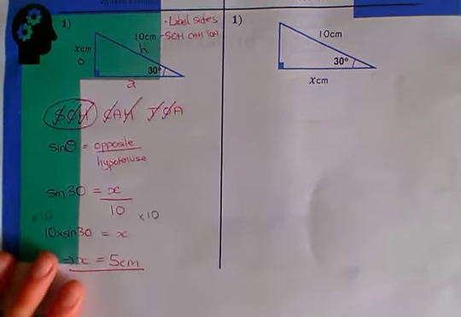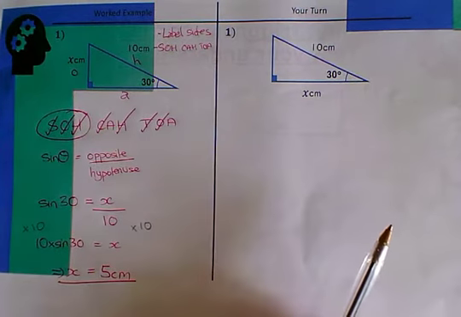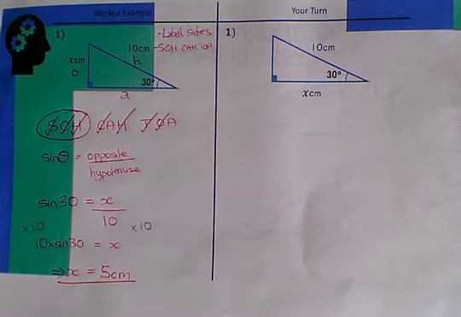Using that example, have a go at the your turn question. Even if you only do the first couple of steps of labelling the sides and choosing the ratio, you do that first, and then come back and we'll quickly run through it before you have a practice.